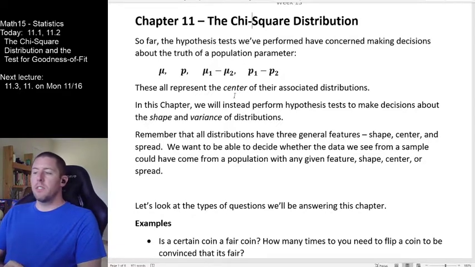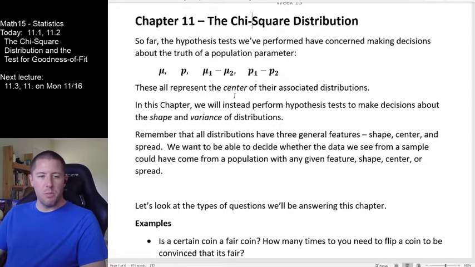In this chapter, we're instead going to look at hypothesis tests to make decisions about the shape and variance of distributions. When you see variance, you should think like standard deviation. Remember that every distribution has three features: a shape, a center, and a spread. So far, all the hypothesis tests that we've looked at are only for making decisions about the center of a distribution. We also want to talk about the other features of a distribution: its shape and its spread. And so in this chapter, we're going to see hypothesis tests for both of those types of features.